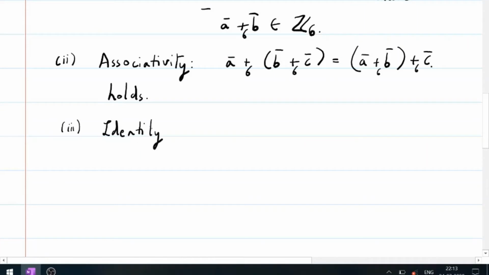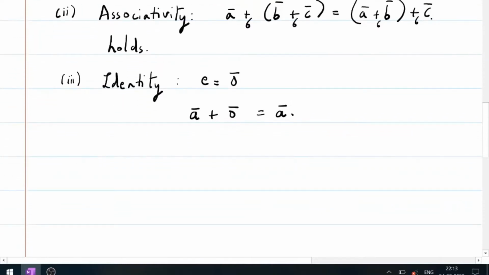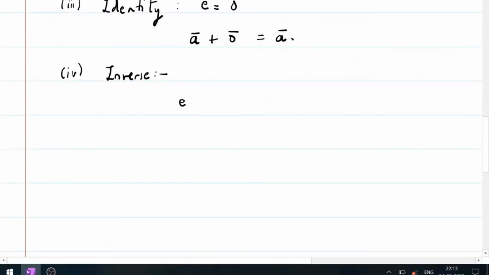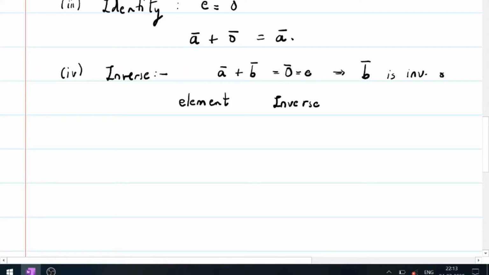So the third property is identity. Identity here is, we know that 0 bar will be the identity because any element plus 0 bar will again give you the same element. So identity is 0 bar. And the last is inverse. Every element must have an inverse in the group. So if I take an element a bar, can I write the inverse? a bar plus b bar should be 0. 0 is identity. This means that b bar is the inverse of a bar.